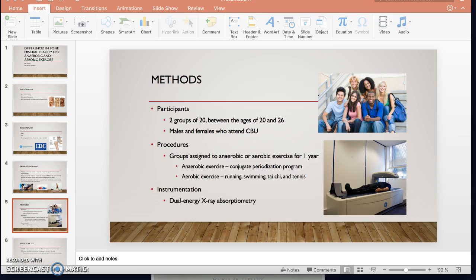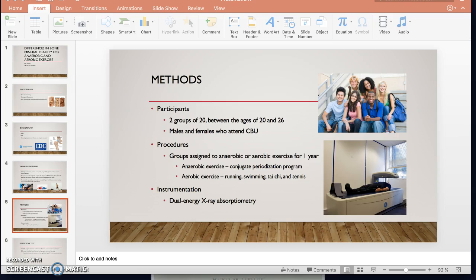Pre-study bone mineral density will be recorded, and each person will be assigned to either an anaerobic or an aerobic exercise for 1 whole year. The anaerobic exercisers will be doing a conjugate periodization weightlifting program, and the aerobic exercisers will be doing a combination of running, swimming, tai chi, and tennis.